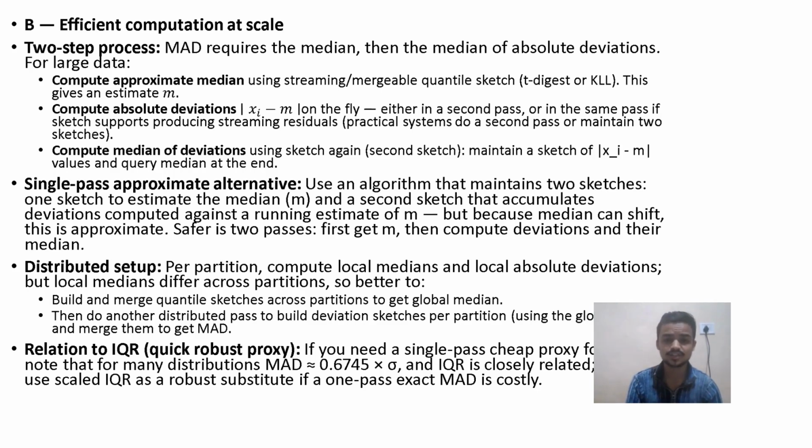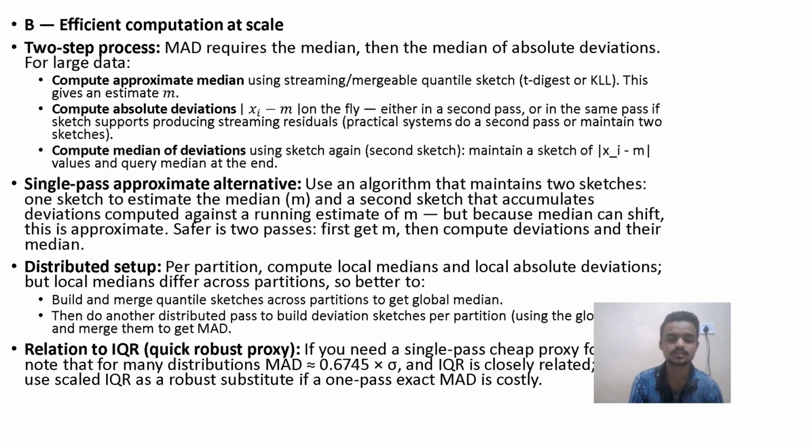To compute MAD efficiently at scale, two medians are needed, the data median and the median of the absolute deviations. The process typically uses two passes. First, estimate the median using a quantile sketch like T-Digest or KLL. Second, compute absolute deviations |xi minus m| and use another sketch to find their median. Though single pass methods exist, they are less accurate since the median can shift.